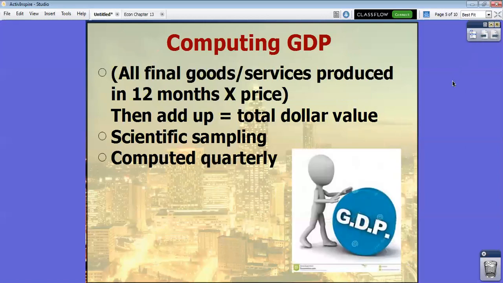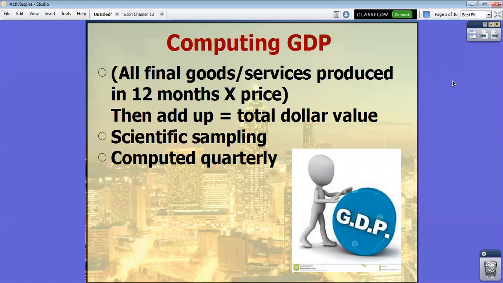To be able to compute the GDP, well, we won't do the math since we're not together, but mathematically, if you wanted to take an account of the GDP, what you would do is you would take all final goods and services produced in our country over a year, and we multiply them by their price, add everything up, and we're going to get a total dollar value.